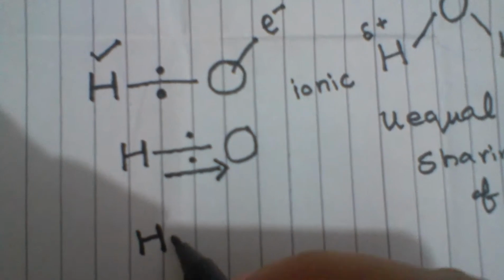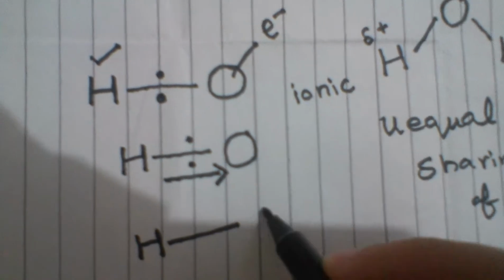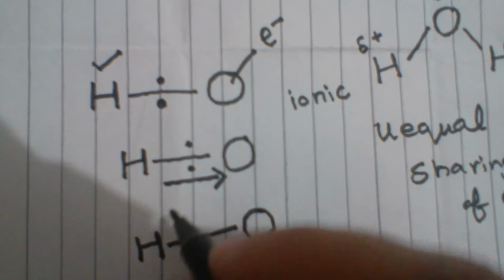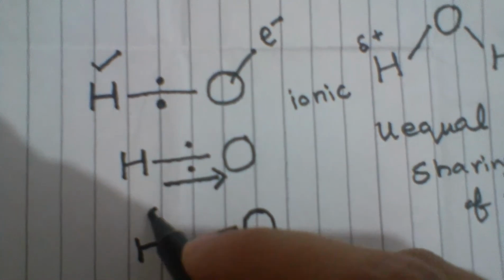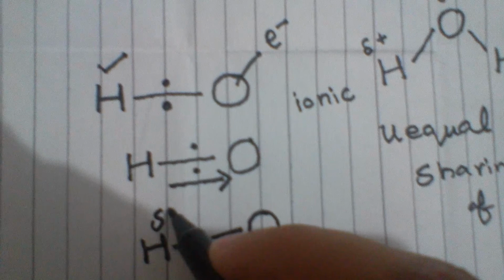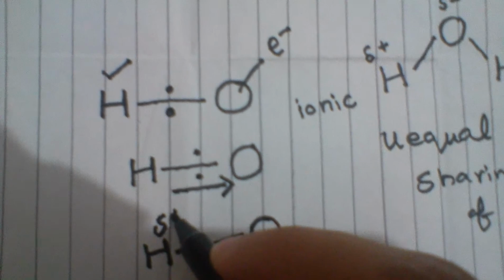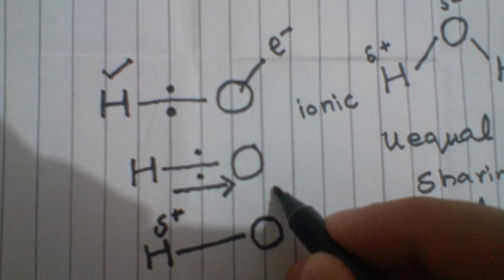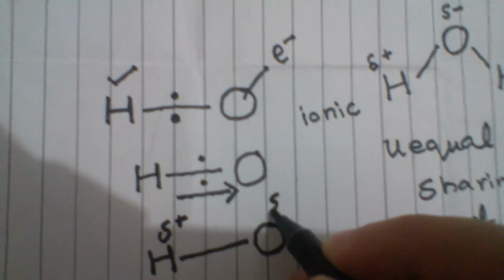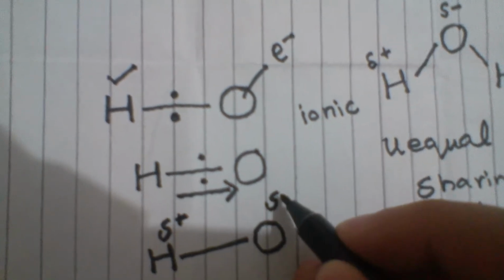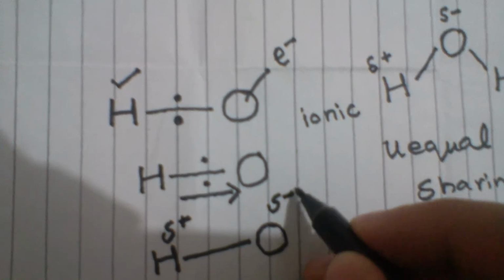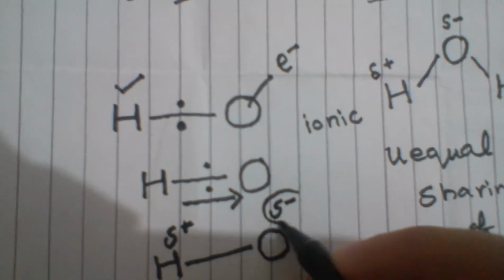So in that case, the hydrogen will be partially lacking electrons, so it will attain a partial positive charge, and oxygen will partially attract electrons towards itself, so it will have a partial excess of electron density, so it will have a partial negative charge.